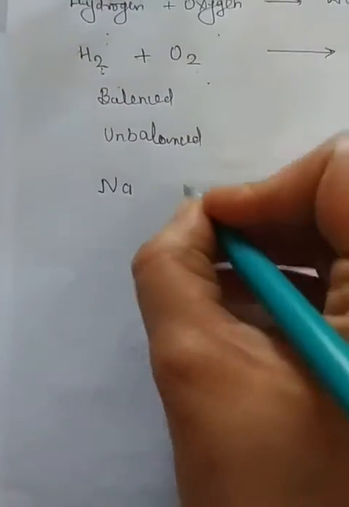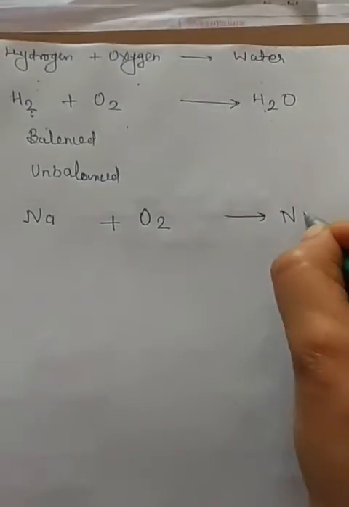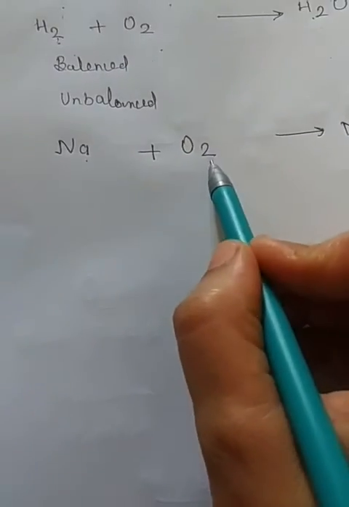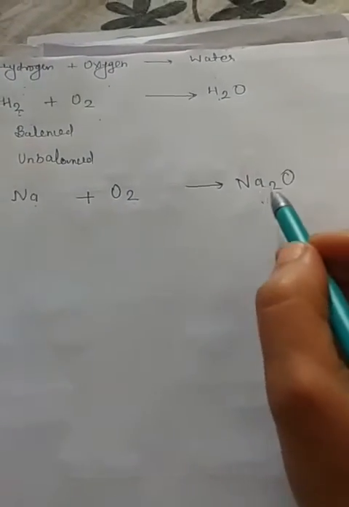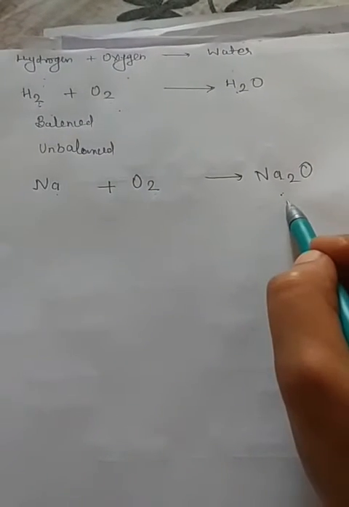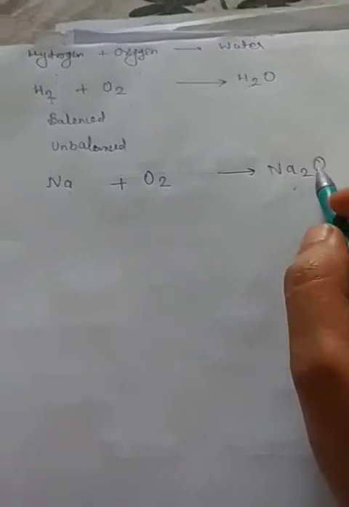Let's take one more example. When sodium reacts with oxygen, it forms sodium oxide. Now here you can see 1 atom of sodium and 2 atoms of oxygen on the left, and on the right hand side you can see 2 atoms of sodium and only 1 atom of oxygen. So this is also an unbalanced equation.